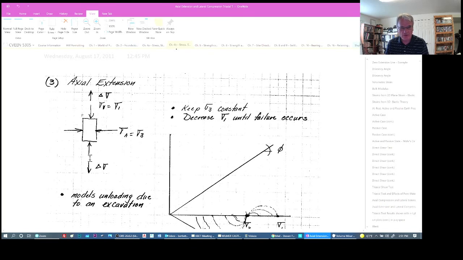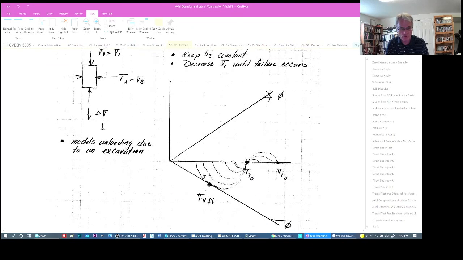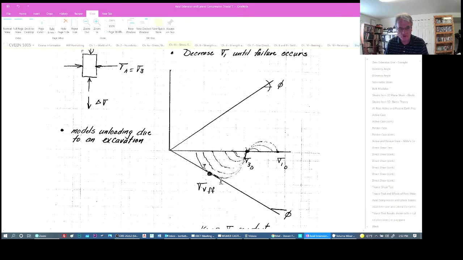So maybe we have something buried and we're removing by excavation the vertical stress by removing soil, and we might be able to bring the soil to a failure in this horizontal extension mode. So we'll talk about this case too later on in design.